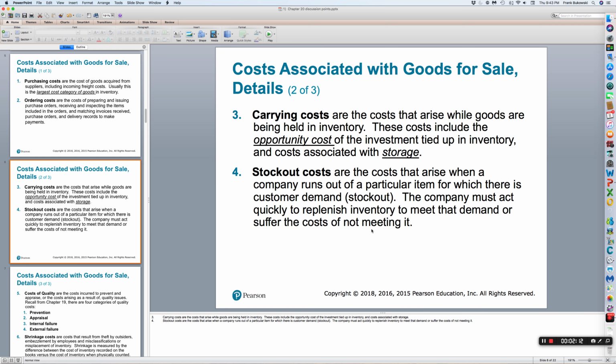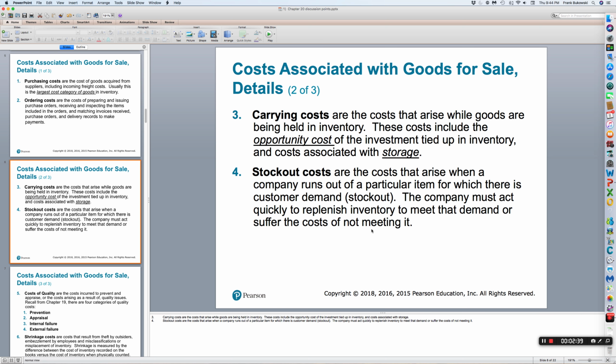Stock-out costs would be costs that arise when a company runs out of a particular item for which there is consumer demand. These are known as stock-outs. The company must act quickly to replenish inventory to meet that demand, or they'll suffer the cost of not meeting it. That would be basically lost sales. It could contribute to lower margins, and it could also affect the reputation of a company. So companies want to minimize their stock-out costs.